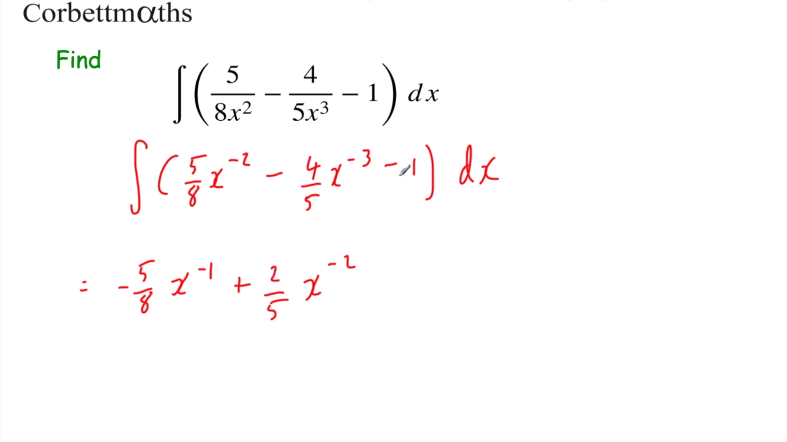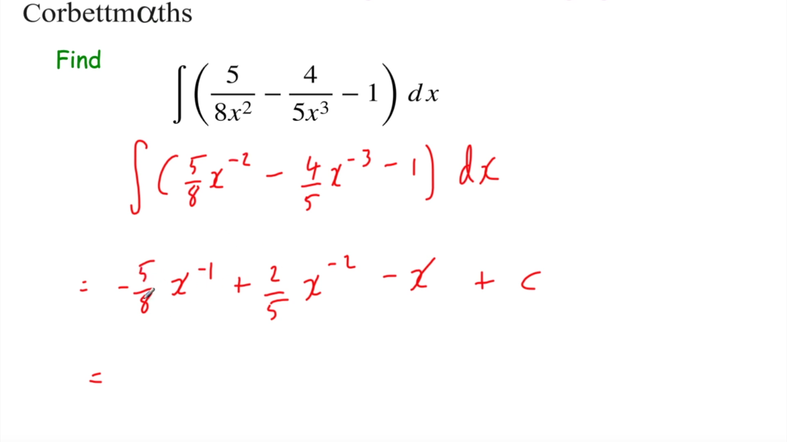And then we've got minus 1, and when we integrate minus 1, we're going to get minus 1x or minus x, and then obviously plus c. And that's it. And we could leave our answer like that if we wanted to. But here I'm just going to write it in a similar format to the question, if you chose to do that, just so you know what it would be.